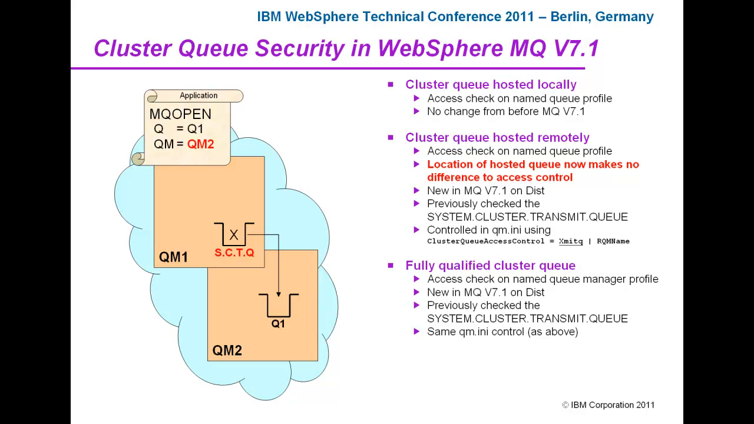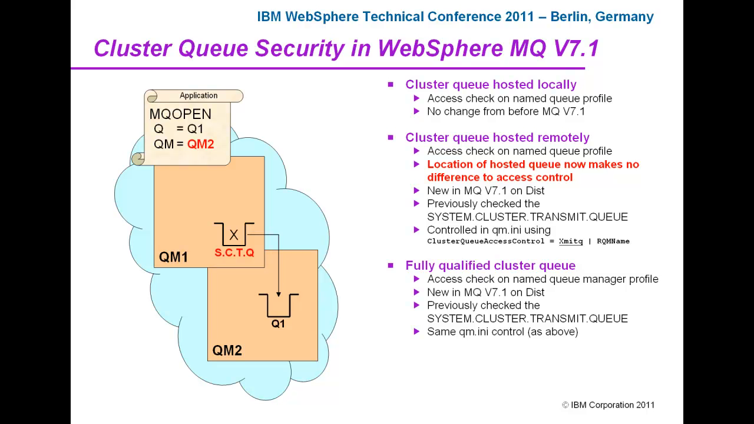Now, much as I would like to move you all over to this new and much more granular security method as soon as you install 7.1, you would tell me that was wrong because first you have to do a whole lot of profile setup to work with that scheme. So by default, you will continue to use the system cluster transmit queue until you change cluster queue access control in your qm.ini file. I'd encourage you to do this, but at least you don't have to do it at the same time as upgrading your installation to 7.1. Get that out of the way first and then look at changing your model over.